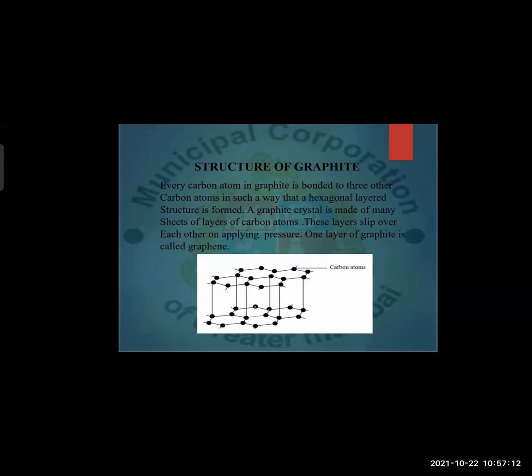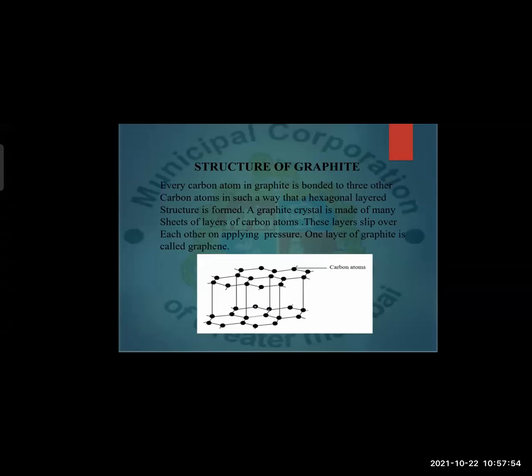These layers slip over each other. They are very slippery. If we hold those layers between our forefinger and thumb, they will slip. They will feel very soft, and slip from our hand. So these layers slip over each other on applying pressure. Okay. One layer of graphite is called graphene. A single layer of graphite is known as graphene.